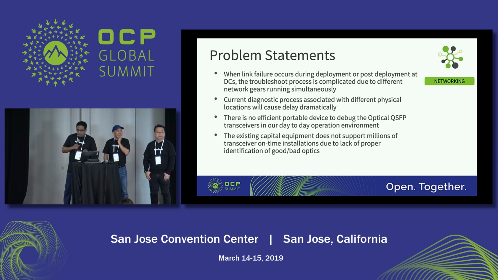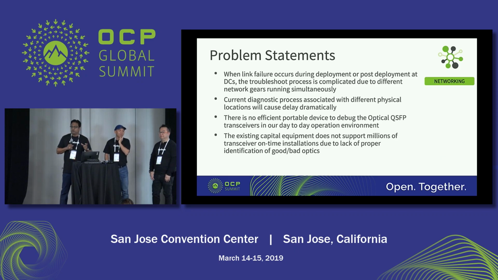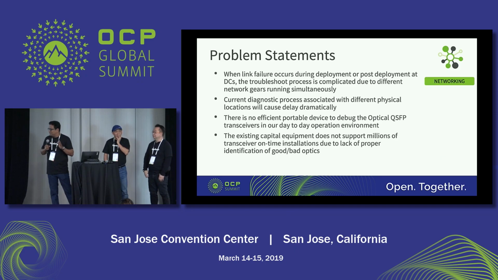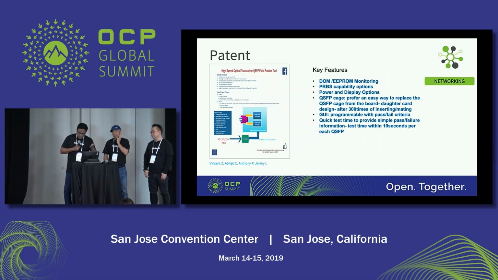So we wanted a cost-effective and efficient troubleshoot tool, which we will use only to find out the good and bad optics. We don't need any fancy stuff. We don't need any traffic generator, right? The existing capital equipment does not support millions of transceivers, which I think was one of the questions. So this tool is capable of being used in day-to-day operation to find out the good and bad optics right on the spot. This is kind of the patent disclosure that we filed.